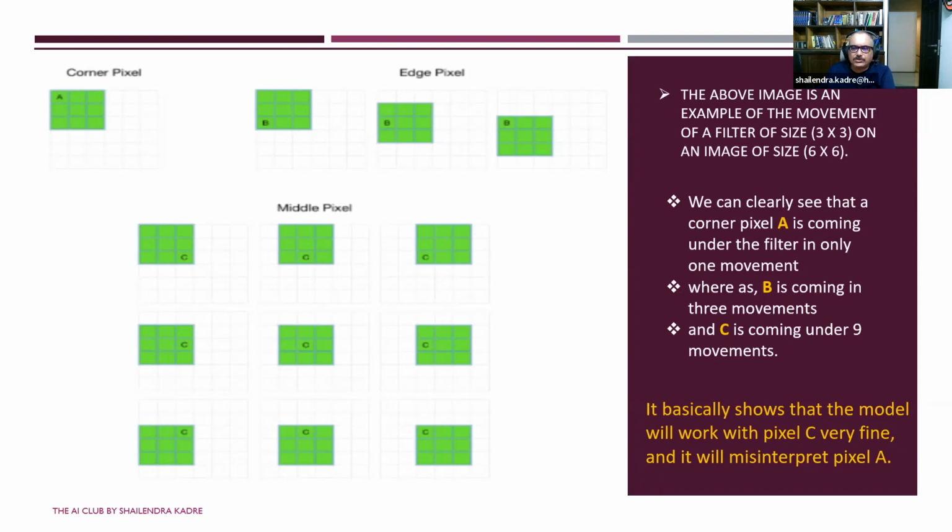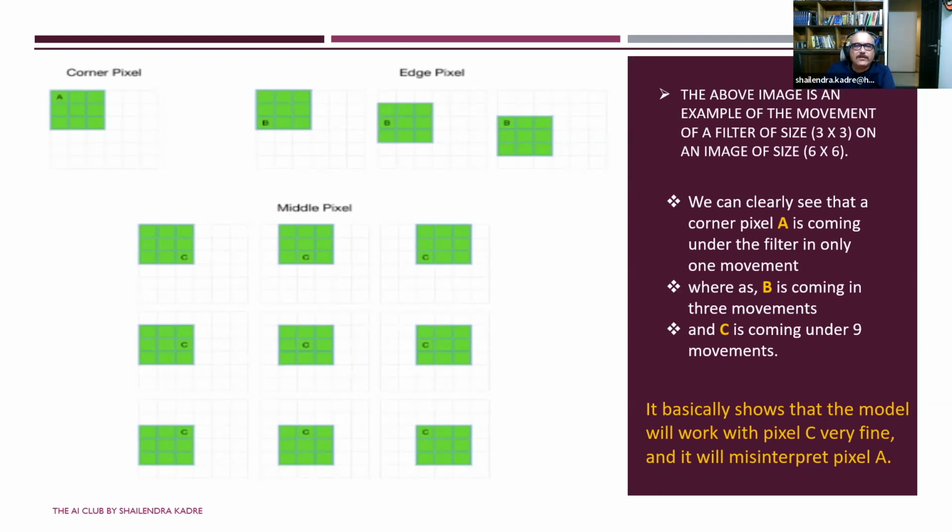It basically shows that the model will work with pixel C very fine. Why? We are covering it many times, so the details are captured well, and it may misinterpret pixel A. Misinterpret may not be the very correct word, but it may misinterpret pixel A. Why? Because in our convolution we are covering it only once.